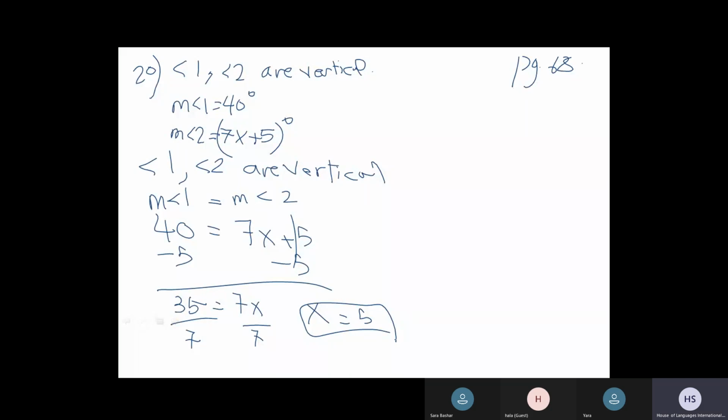75 plus 6. Yes. She says yes. 11x plus 6 and 75, they are 180. Yes, bravo. 81 minus 180 makes 99. Okay, divide by 11. Inshallah, it's correct, if the numbers are correct.